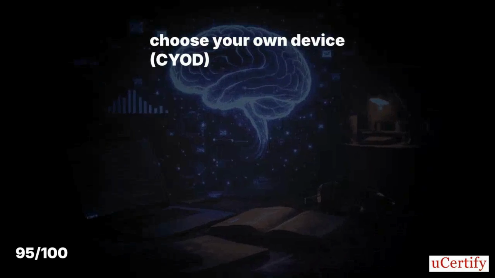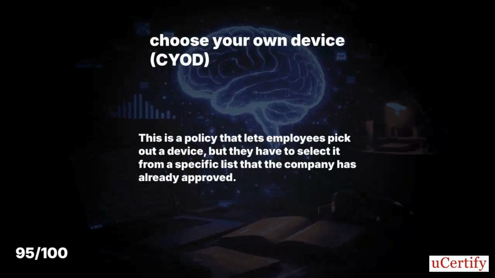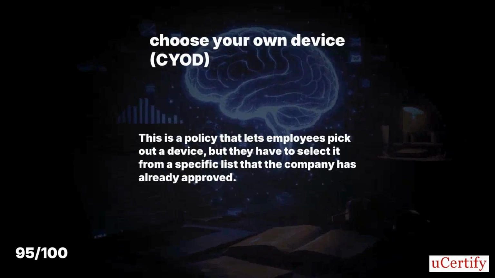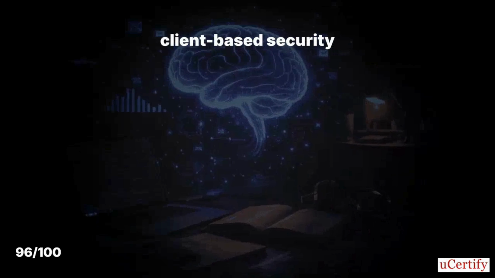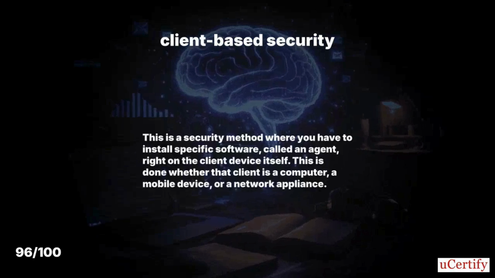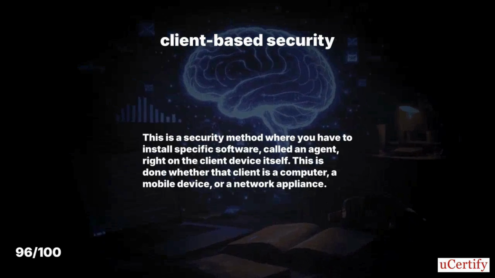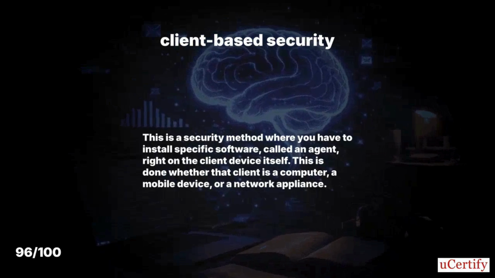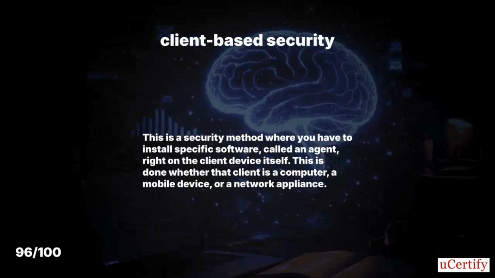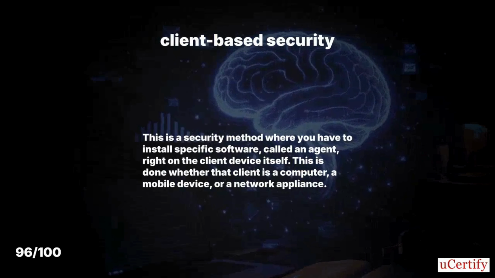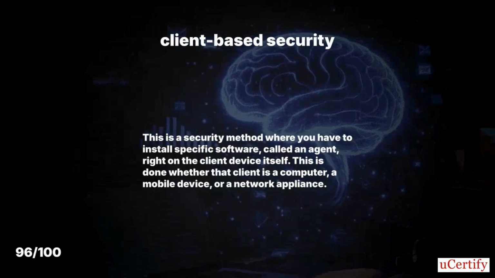This is a policy that lets employees pick out a device, but they have to select it from a specific list that the company has already approved. Client-based security. This is a security method where you have to install specific software called an agent right on the client device itself. This is done whether that client is a computer, a mobile device, or a network appliance.